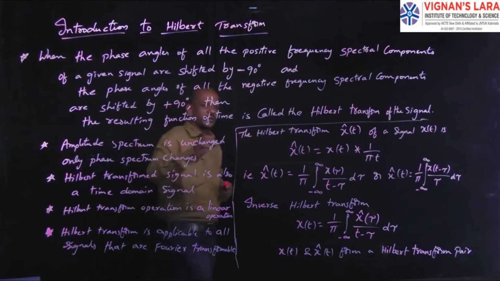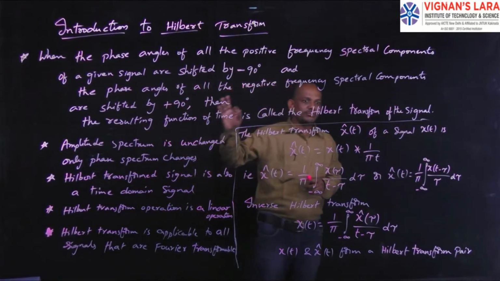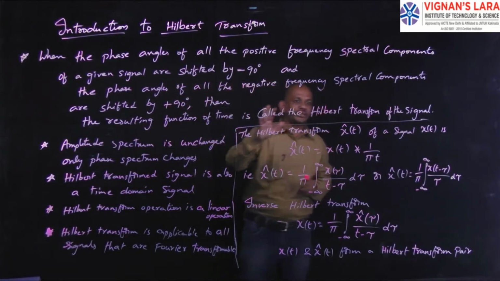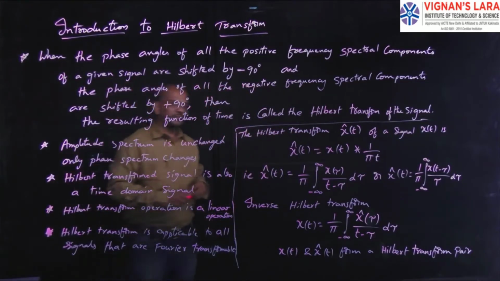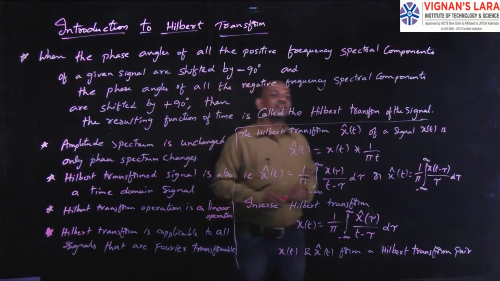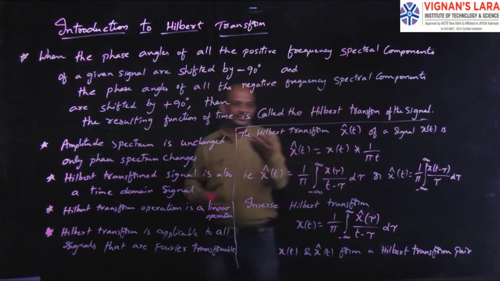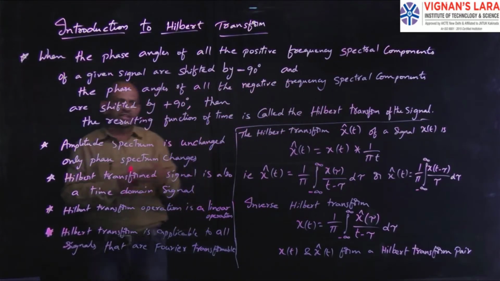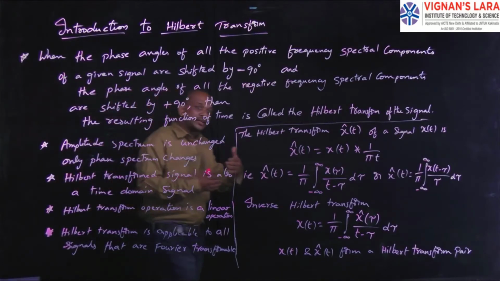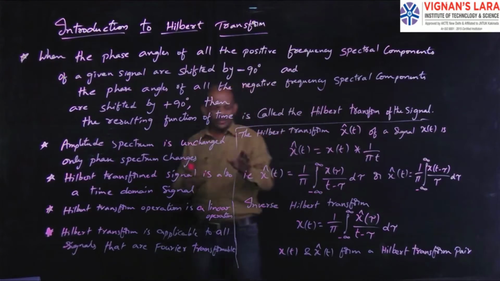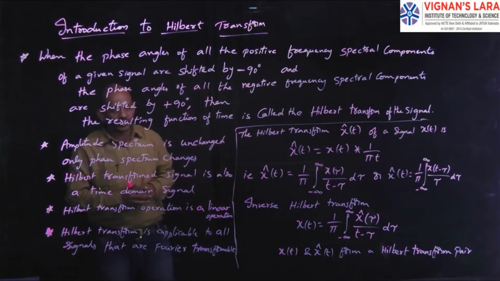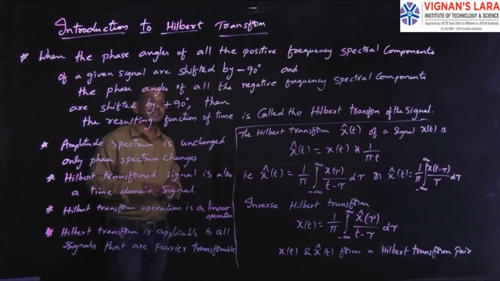This is a very important part. For Fourier transform, Laplace transform or Z transform, they convert the signal from time domain to frequency domain, whereas with the Hilbert transform, the signal will be in time domain only. That is, if you take a signal in time domain and go for the Hilbert transform of that signal, the Hilbert transformed signal will also be in time domain. Now we will see what is Hilbert transform.